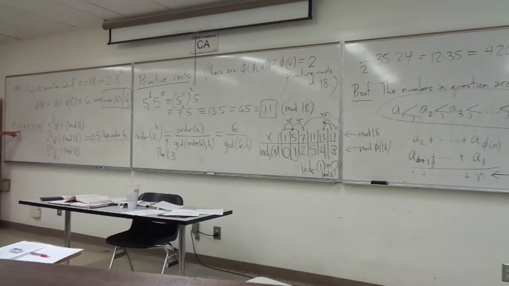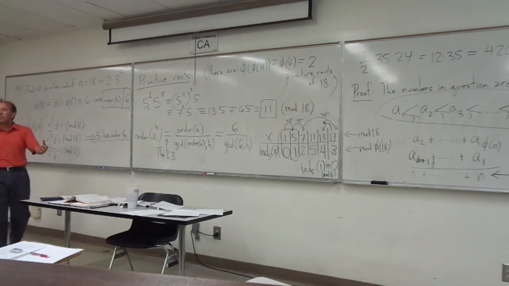This number is 5 to the 1st. This number is 5 squared. This number is 5 cubed. This number is 5 to the 4th. And this number is 5 to the 5th. And you aren't going to know that off the top of your head. You have to actually work it out to build this table from scratch unless it's given to you.